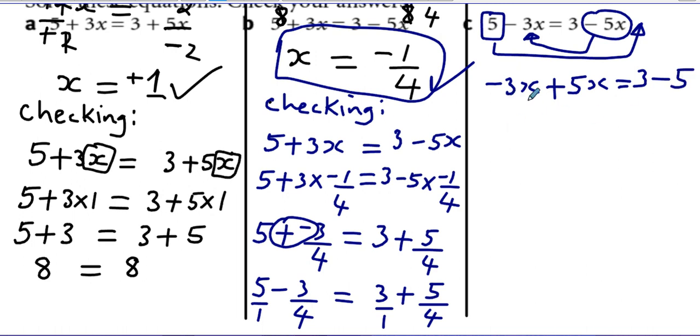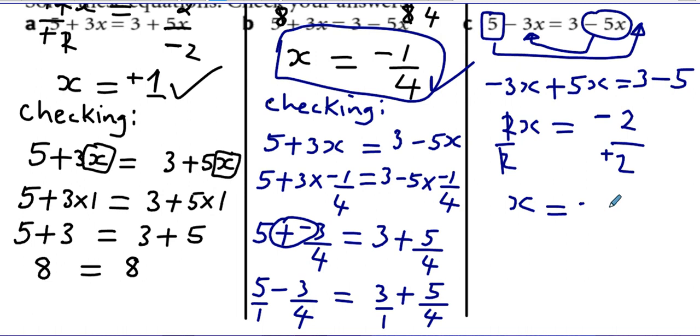So negative 3x plus 5x, this will be positive 2x. This will be equal to 3 minus 5, this will be equal to negative 2. So to find the value of x, divide by 2, and x will be equal to negative divided by positive, that will be negative. 2 divided by 2 is equal to 1. So our answer is x equals negative 1.